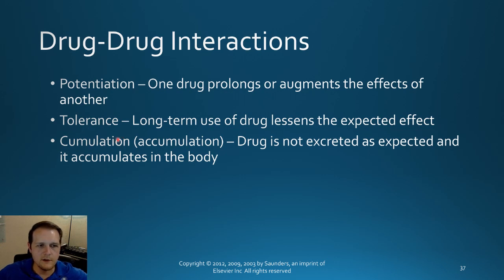And then finally, accumulation. This is where a drug does not get eliminated from the body as it should, and it builds up and can lead to more toxicity. This is usually when you have organ function impairment, so the renal function's gone down, or liver function's gone down. This is where you can see accumulation of that drug.